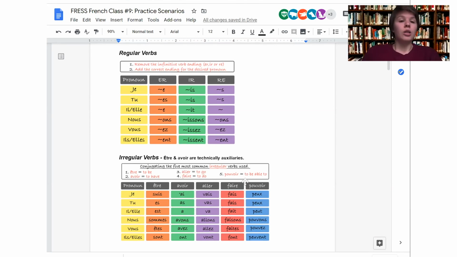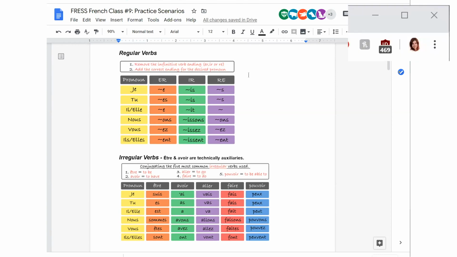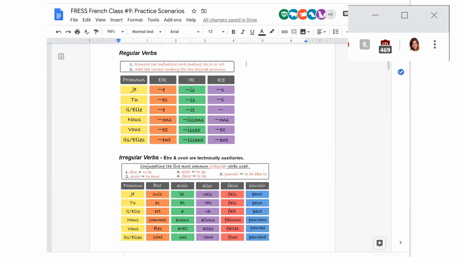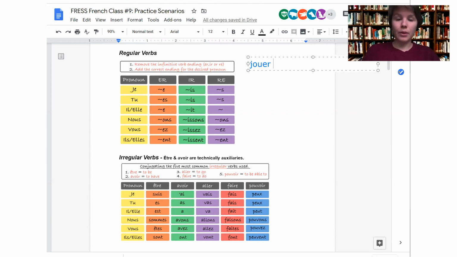So here we go. There are basically three groups that regular verbs fall into. And the easiest way to conjugate verbs in this area is to look at the end of the word. If it ends in an ER, an IR, or an RE, then depending on the pronoun, it will usually have the same ending. So can anybody give me an example of a verb that you know that ends in ER, the first group? Jouer. Yes, so to play.